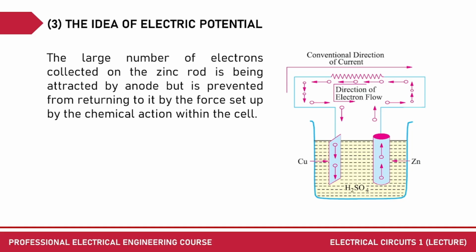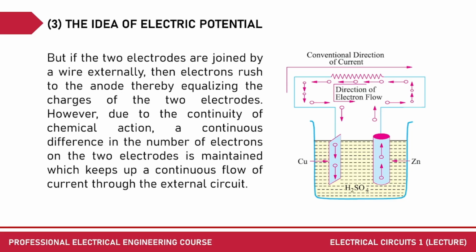But if the two electrodes are joined by a wire externally, then electrons rush to the anode, thereby equalizing the charges of the two electrodes. However, due to continuity of the chemical action, a continuous difference in the number of electrons on the two electrodes is maintained, which keeps up a continuous flow of current through the external circuit.